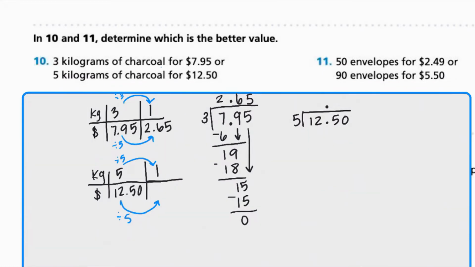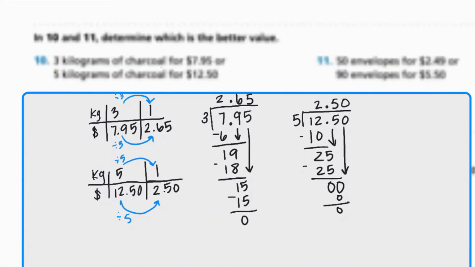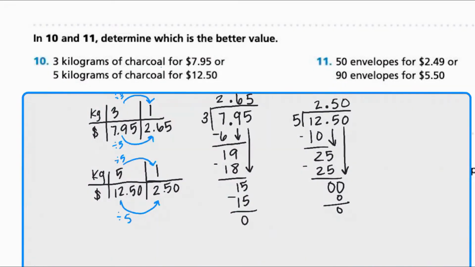Now we're going to look over this next one. 5 goes into 12 2 times with some left over. 5 goes into 25 5 times. Nice and even, but we're not done because we have one more number to bring down here. Okay, so 5 goes into 0 times. Now we're done. Okay, so now that we've filled in our ratio tables, we can decide which one is a better deal. Well, this one for 1 kilogram, it's $2.65, and for this one, 1 kilogram is $2.50. So here, this one will be our better deal.